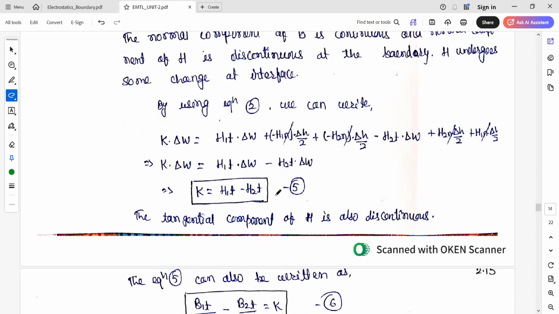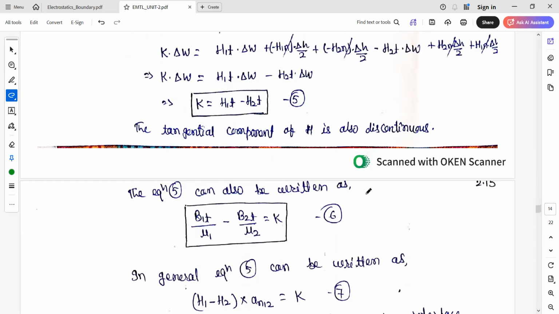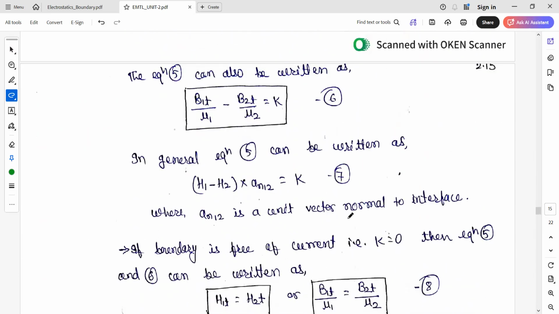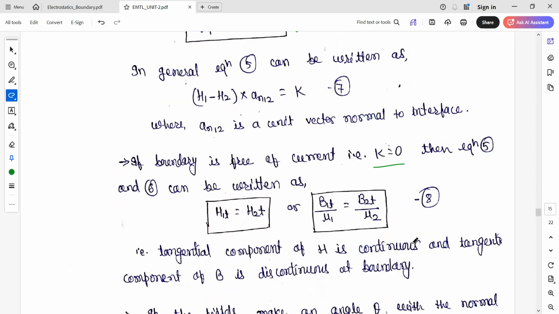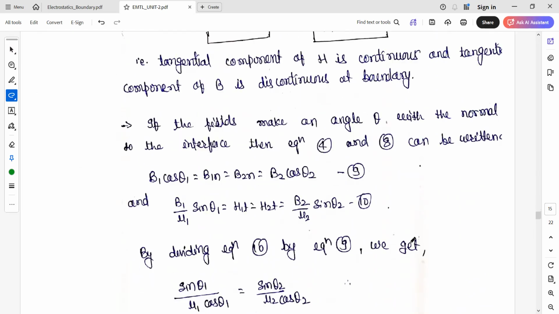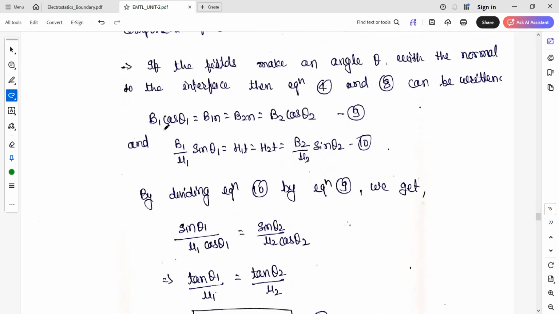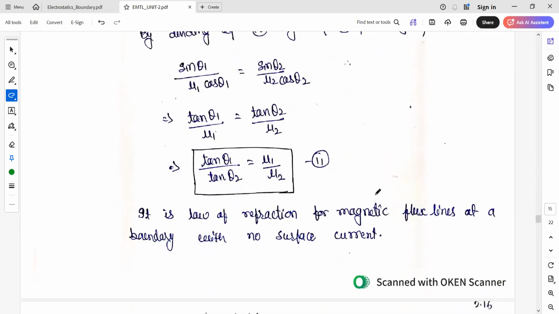So in general, this tangential component is not continuous, it is discontinuous. This again in terms of flux density, B equals μH. And if K becomes 0 at the boundary, then the tangential components will become equal. Again, if we have angles theta 1 and theta 2, then we can obtain the law of refraction of the magnetic flux lines.